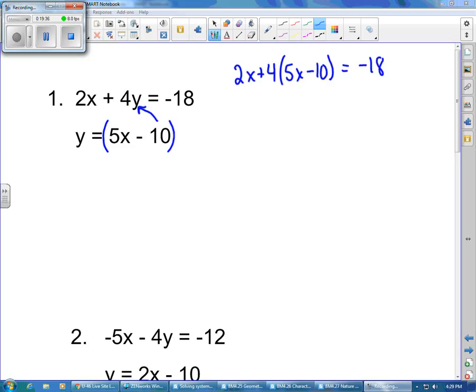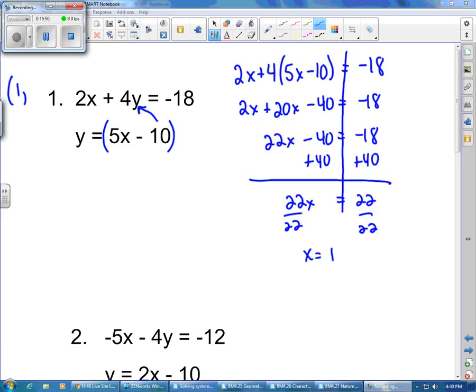Now what I'd like you to do is go ahead and pause the video, try to evaluate the left side of the equation, make sure it's completely simplified, and then solve for x. Okay, when I simplify the left-hand side, when I distribute that 4 over everything that's inside, I get 2x plus 20x minus 40 equals negative 18. Combine like terms. I've got a 2x and a 20x, so that's 22x minus 40 equals negative 18. Add 40 to both sides, so you get 22x equals 22. Divide both sides by 22, and you get x equals 1.